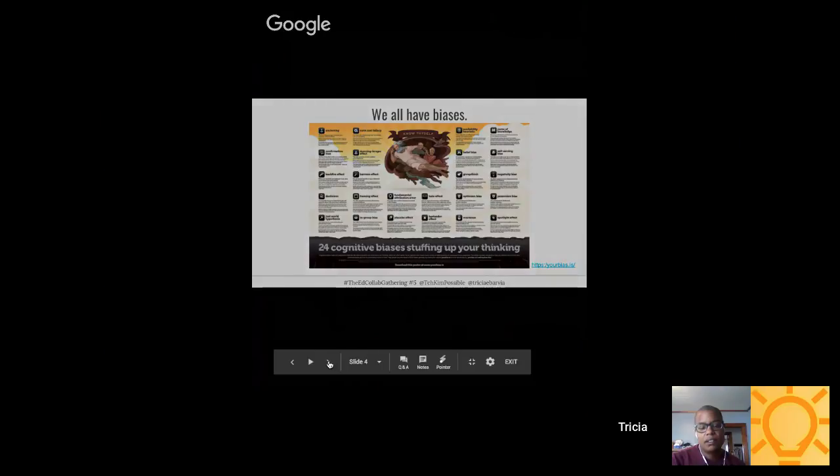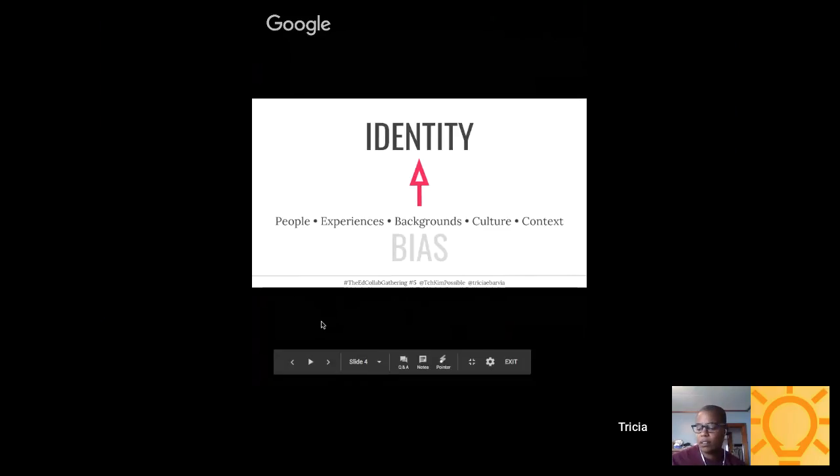Let me move forward here. Okay, and so when we think about bias and we think about identity, we're really looking at the people, experiences, and backgrounds, the cultures and the contexts that inform our biases and therefore who we are and how we see the world, right? Identity is who we are, how we see the world, and how we treat others.